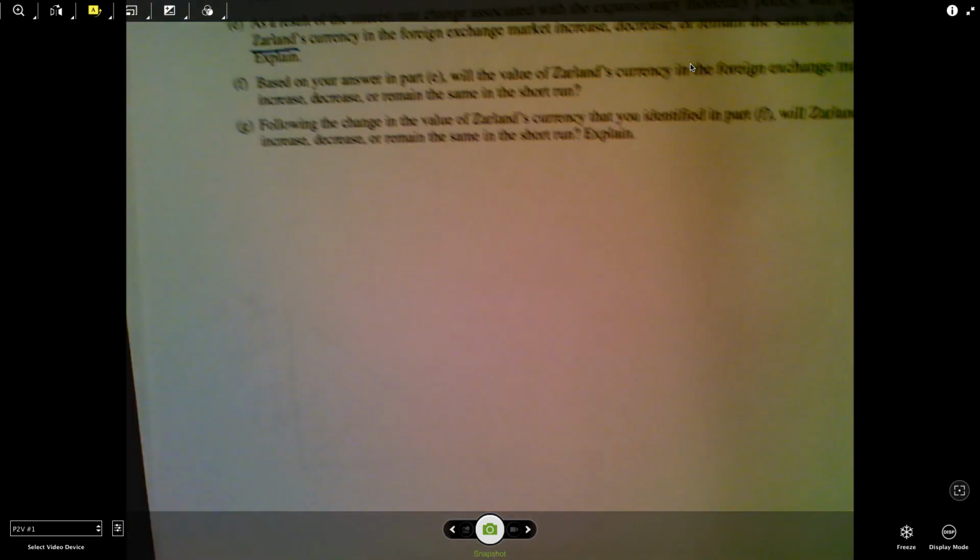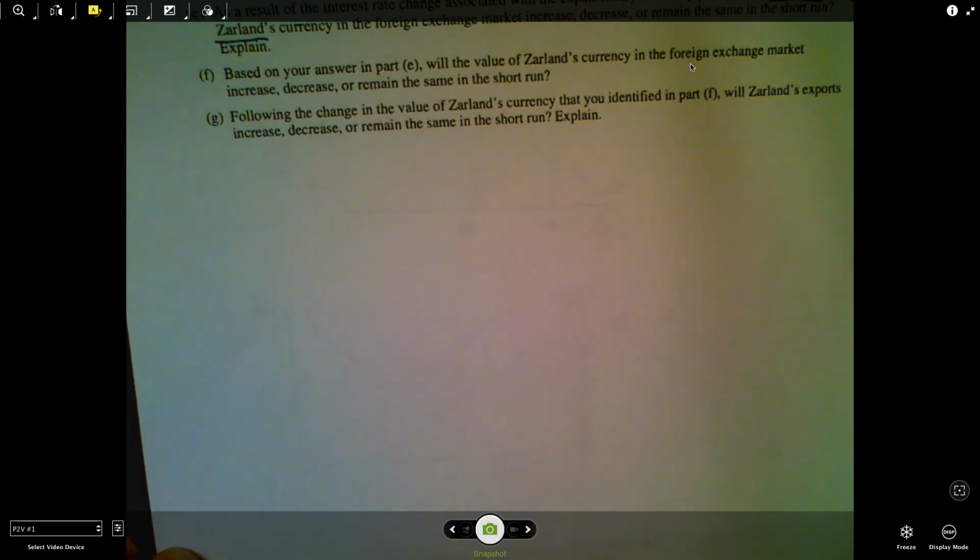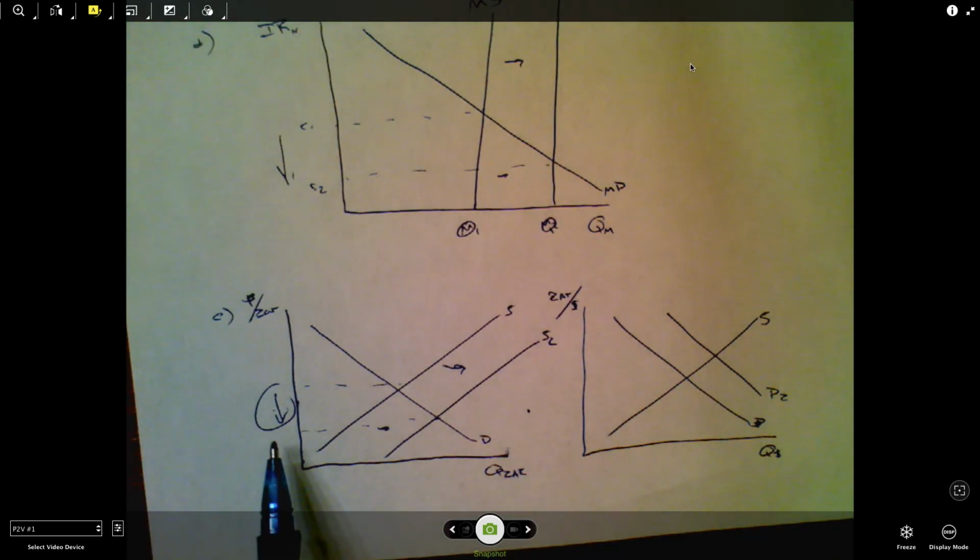And then finally, G: following the change in the value of Zarland's currency that you identified, will Zarland's exports increase, decrease, or remain the same? Well, depreciation means that goods are cheaper, so their exports are going to increase because their goods are now cheaper because of depreciation. And that is exactly your explanation right there. So there you go. That's free response questions 1, 2, 3.